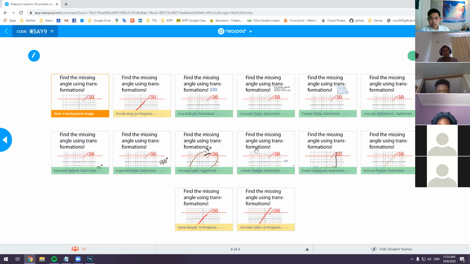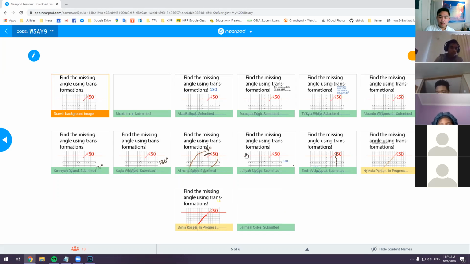All right. If everyone could press the submit button, we will go ahead and just start sharing some answers. That way we can get out of here as soon as possible. So press that submit button. Yep, there we go.